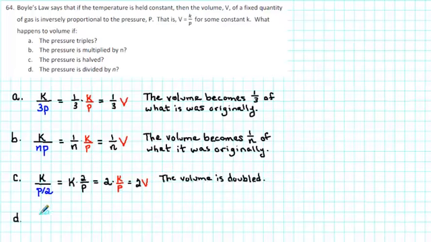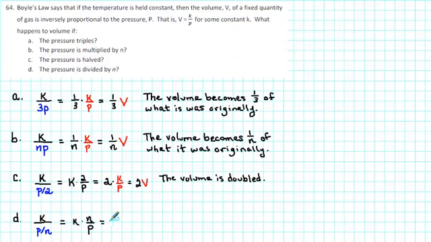Finally, for part D, we want to determine what happens to the volume if the pressure is divided by N. So we'll substitute P divided by N for P and then simplify. Dividing by P over N is the same as multiplying by N over P. Now we can rewrite this as N times K over P. But K over P is just V, so we end up with N times V. So the volume becomes N times what it was initially.